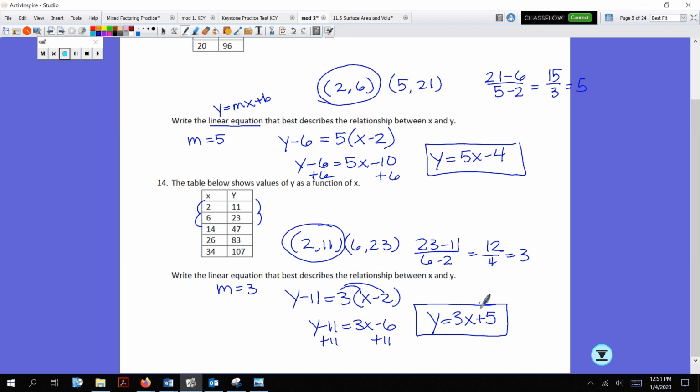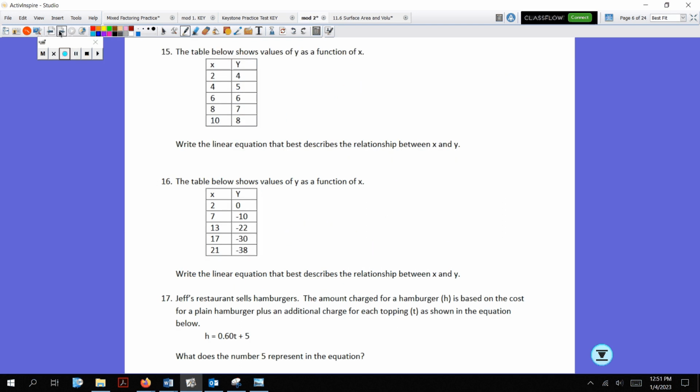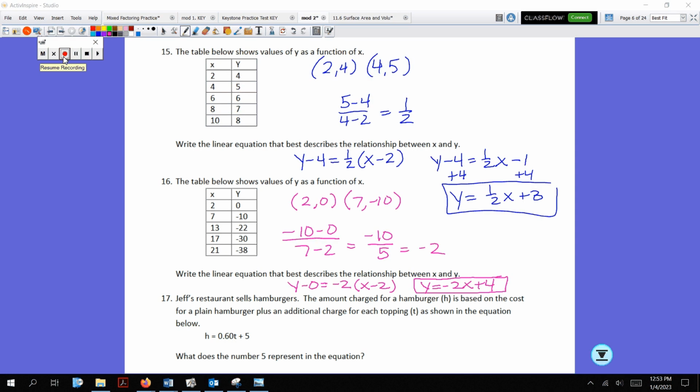All right, 15 and 16 are exactly the same, but what I want you to do is pause the video and see if you can do it on your own, because there's no point in you just copying down what I'm doing. I need you to be able to do it too, okay? So here's 15 and 16. 17, don't worry about that. But I want you to pause the video and see if you have the right equation. All right, take a second and check it out.